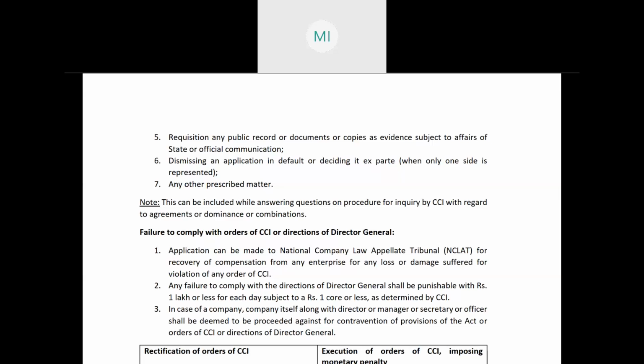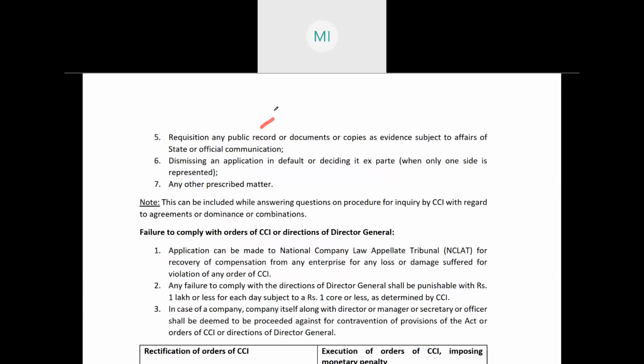Then requisition of any public record. Remember, when CCI wants some kind of record or document, it cannot ask the bankers to provide a bank account statement, because they are not supposed to provide that. They have a privilege given under the Indian Evidence Act, because it is privileged information.